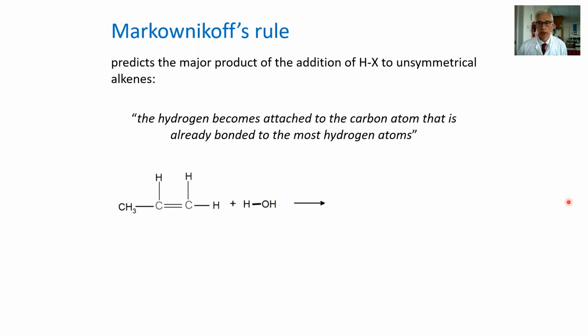And looking at the last example that we did as a problem, which was adding steam or water to an alkene, we've got a hydrogen and a hydroxyl group. Applying Markovnikov's rule, can you predict the major product? Draw the structure of the major product, pause the video and complete that task.